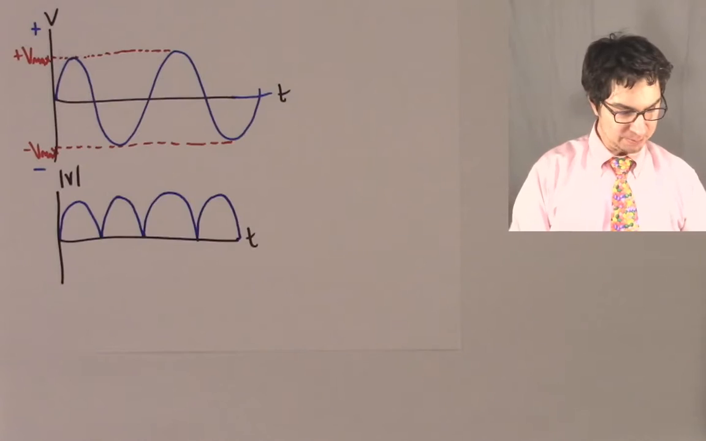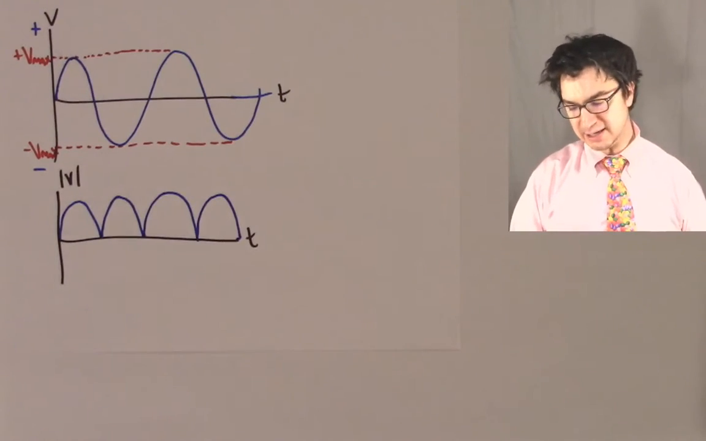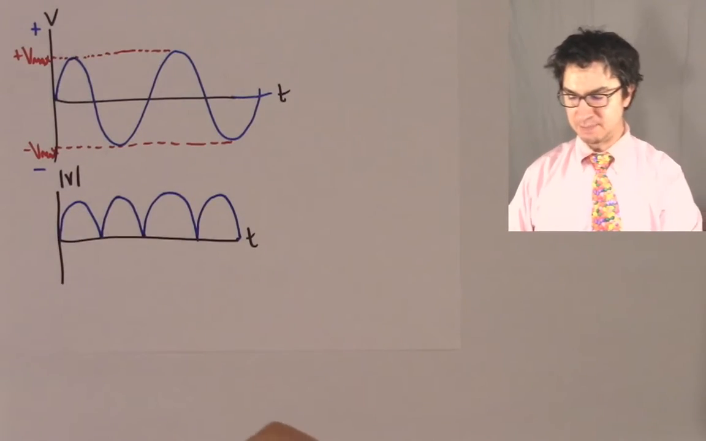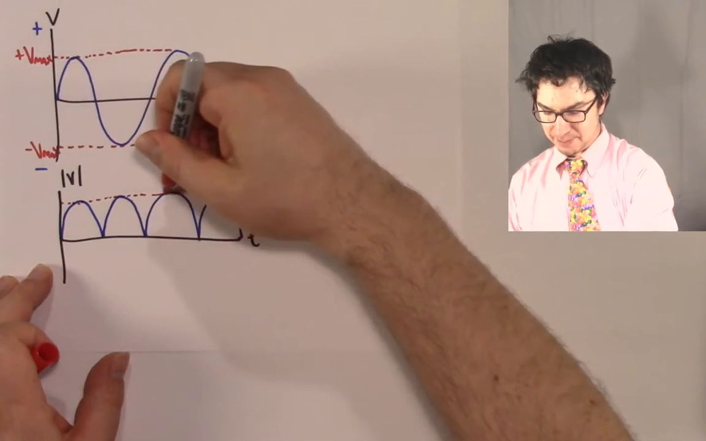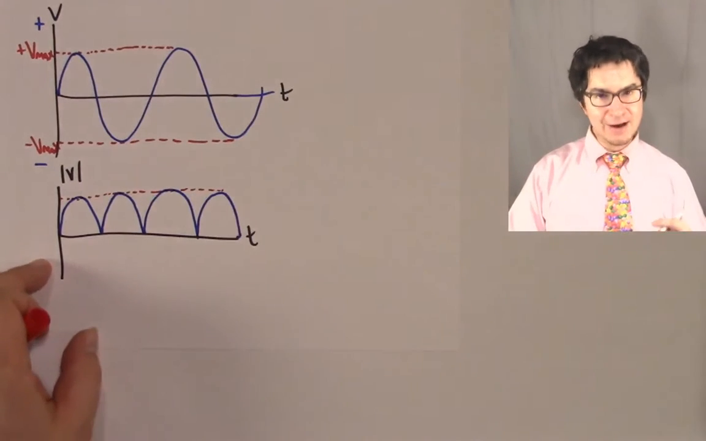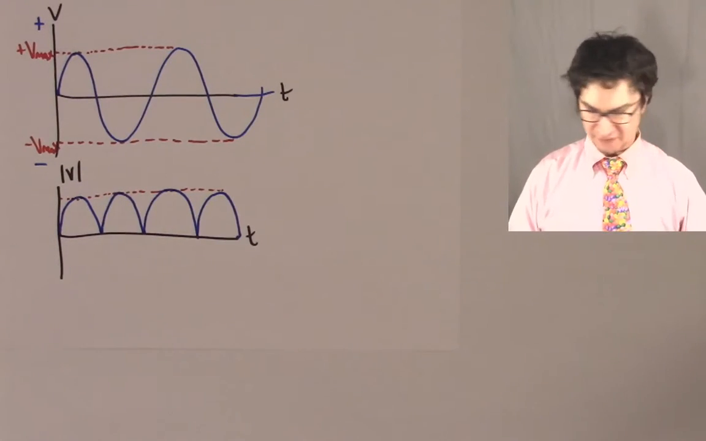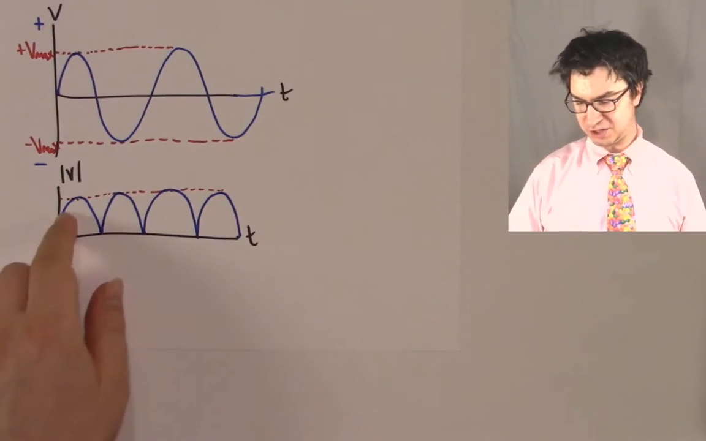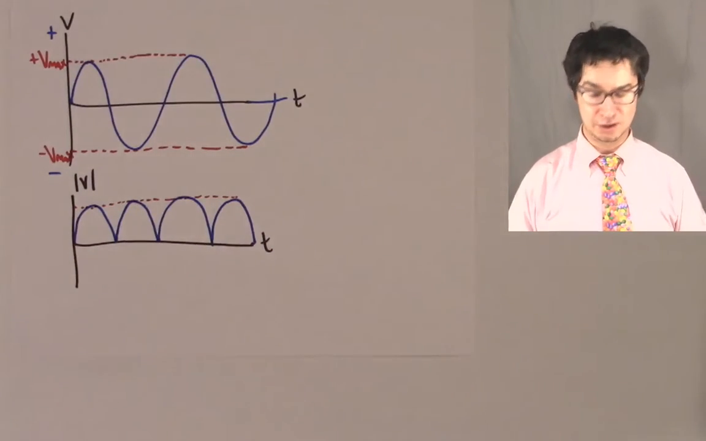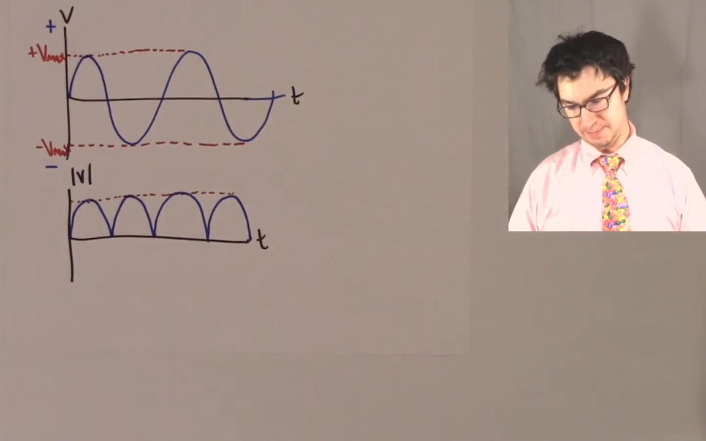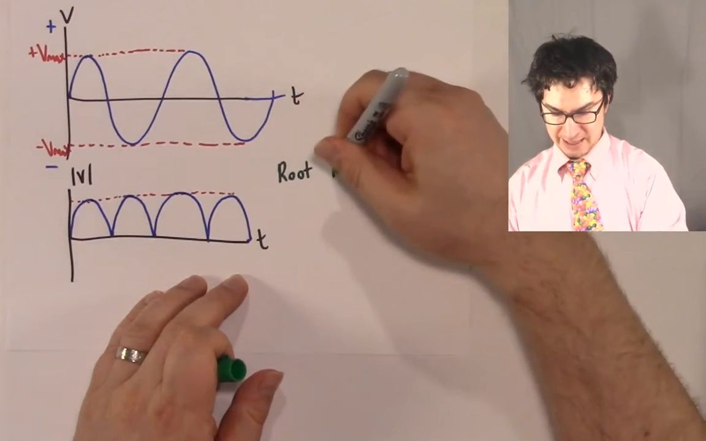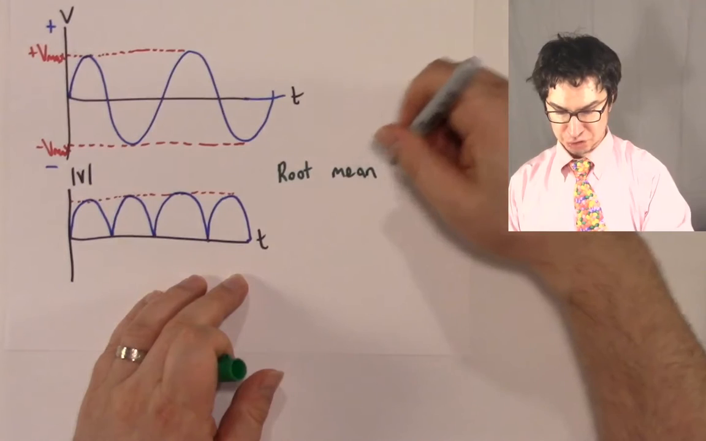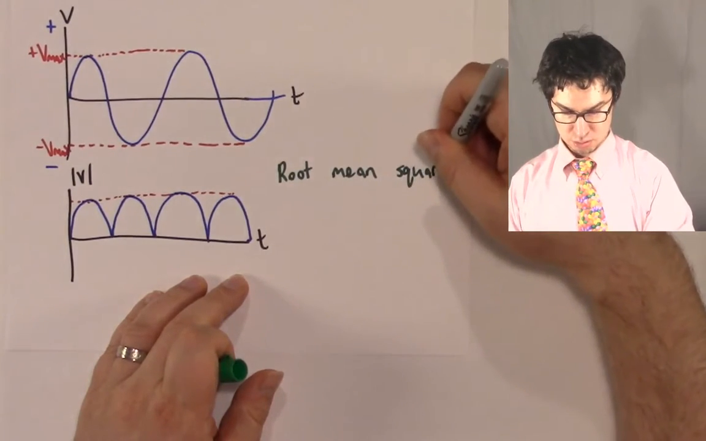Now, how does this help us? Well, it gives us an idea. It says, look, if this is the maximum value up here, then there's gotta be some average value of that voltage. And you might say to yourself, well, where is the average value? Well, it's got a special name. It's called the root mean square voltage.